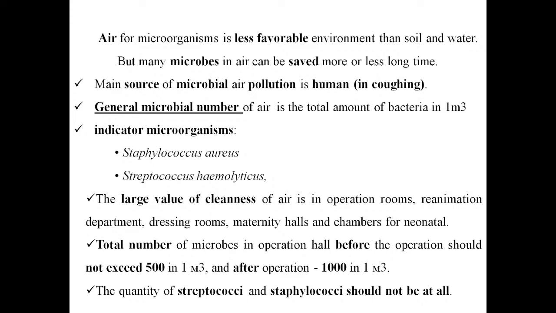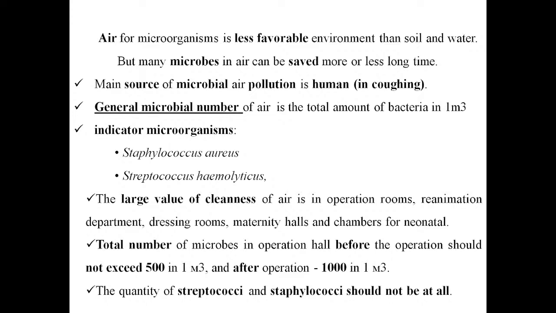Which characteristics, which indexes are evaluated for detection of microorganisms of air? The first one is a general microbial number. General microbial number of air is the total amount of bacteria in one cubic meter. You understand that for water and for soil, we detect in 1 milliliter in water and 1 gram in soil. Here in air, we detect it in 1 cubic meter. What are indicator microorganisms? These are Staphylococcus aureus and Streptococcus hemolyticus.